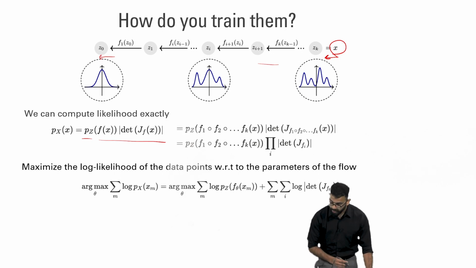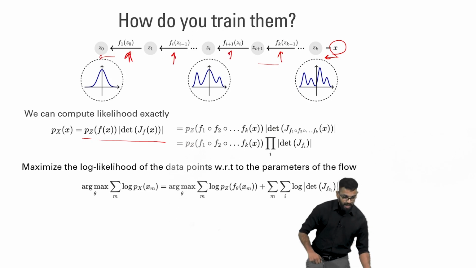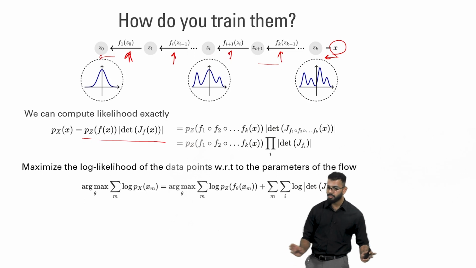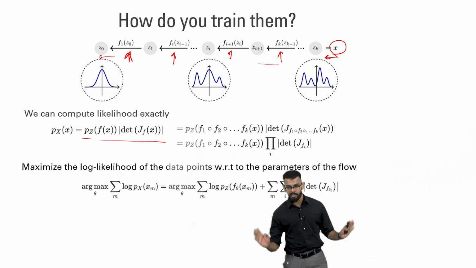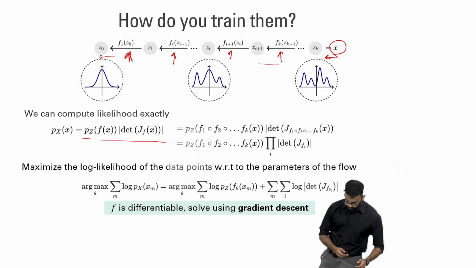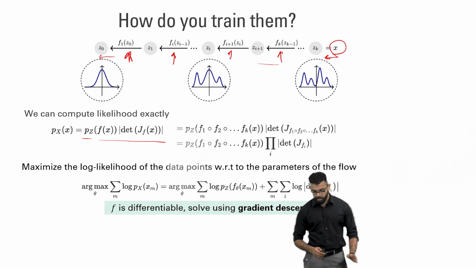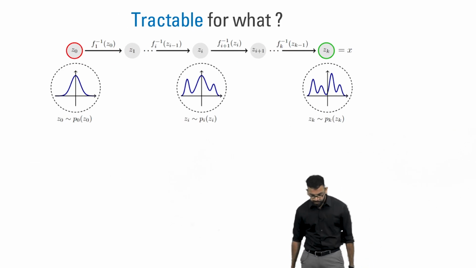Now, what are the parameters here? The parameters would be the parameters associated with each of these transformations. And I haven't defined what these transformations are. I have just told you to assume that there exists a transformation that is invertible. Good. And it should also be differentiable. Then you can solve it using gradient descent.